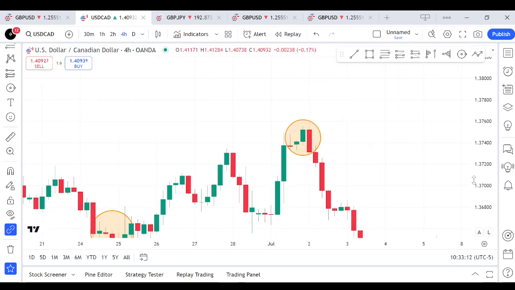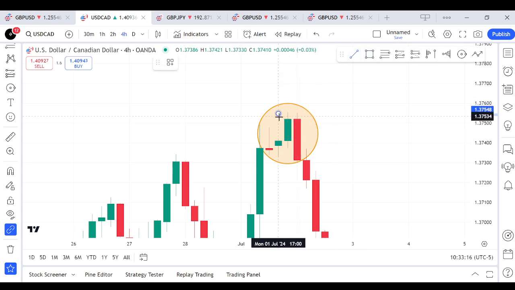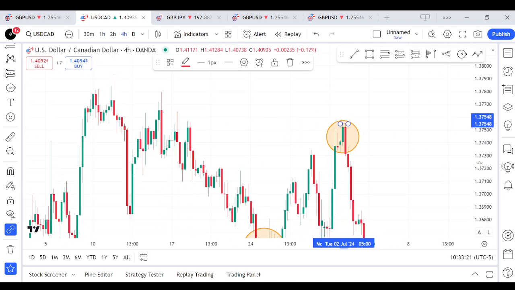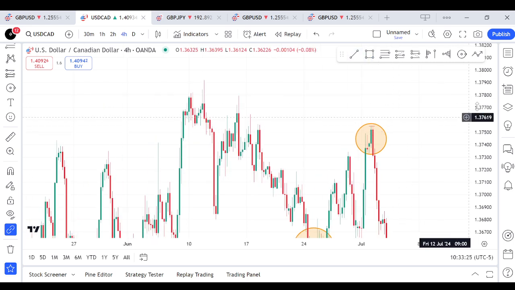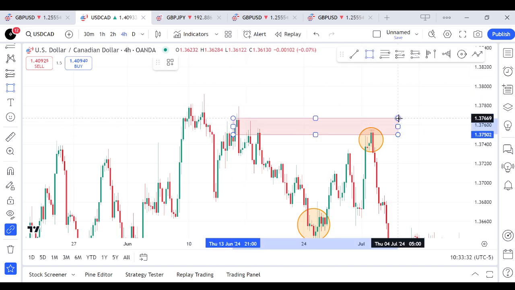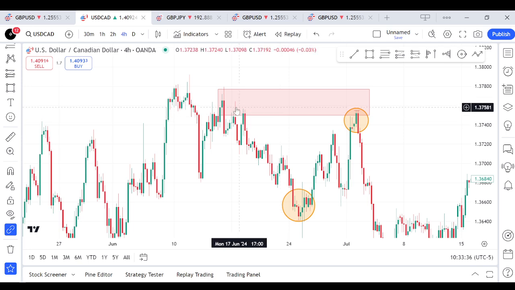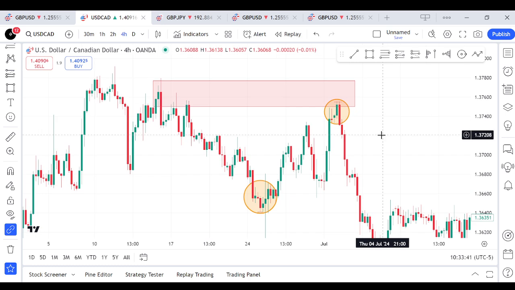Now this is a tweezer top, as you can see, quite identical highs right there, and it means that we should be looking for a bearish opportunity. If you check the support level, the resistance level, you can see that this is a major resistance level that I've been holding, and we might push to the downside, and the tweezer top right there confirmed it for us.